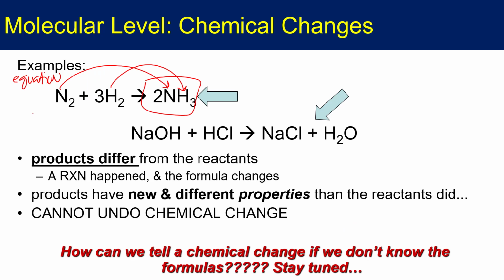Check out this example. Here I have two reactions. The first one is the Haber process where we make ammonia. Ammonia is NH3. You guys need to remember that. What's cool about it is nitrogen gas goes in, hydrogen gas goes in, but what comes out is NH3. We have changed the composition from the reactants to the products and made something new.